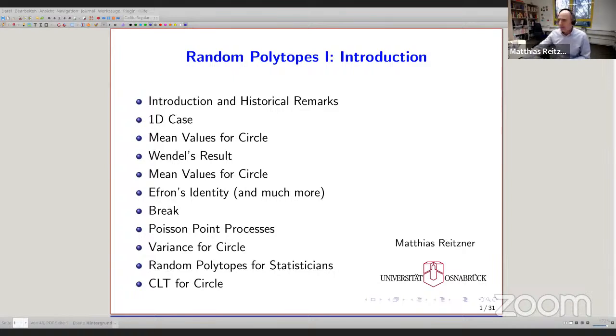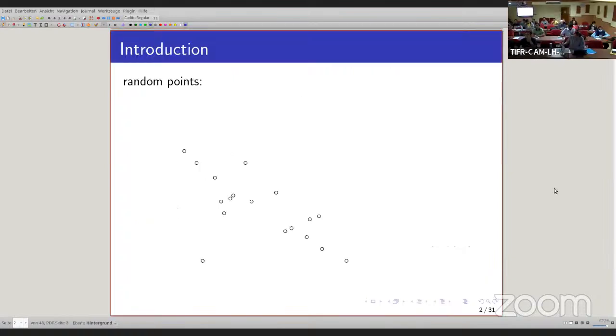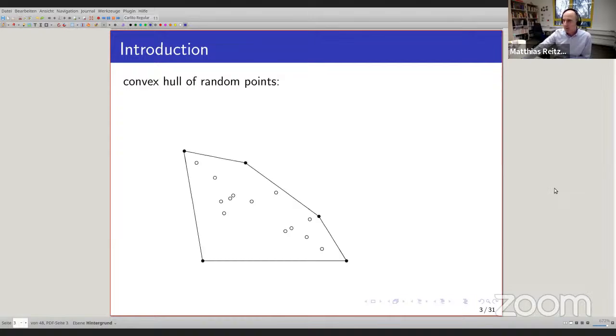The title of my talk is Random Polytopes. Random polytopes deal with the following theme or subject. I have random points chosen according to some arbitrary distribution. I will be more precise in a minute, and then I take the convex hull of these points. Then some of the random points are inside, some are on the boundary. They are the vertices of this random polygon in my picture, or in higher dimension random polytope. The question is, how does this convex hull look like?